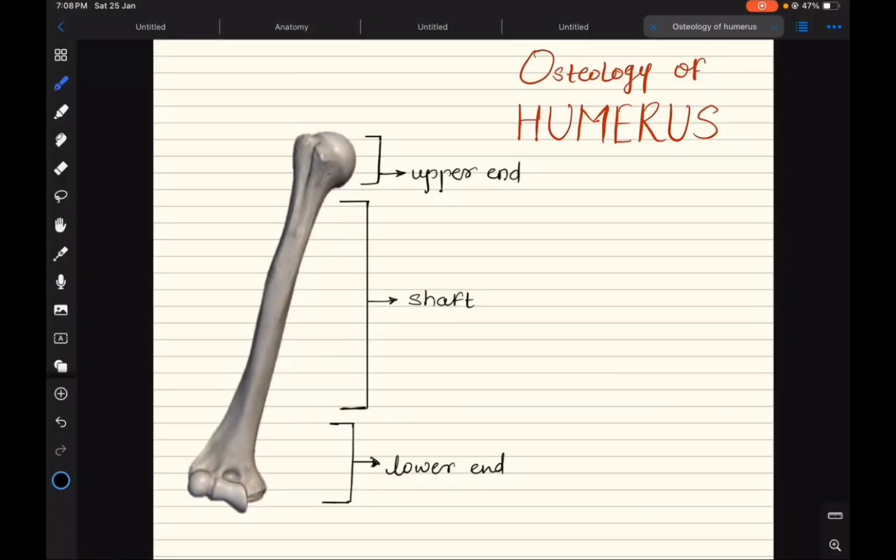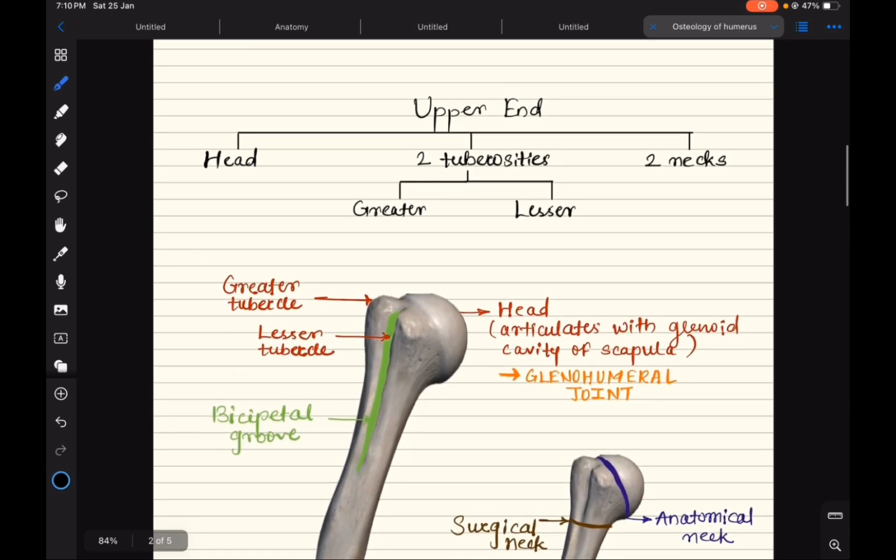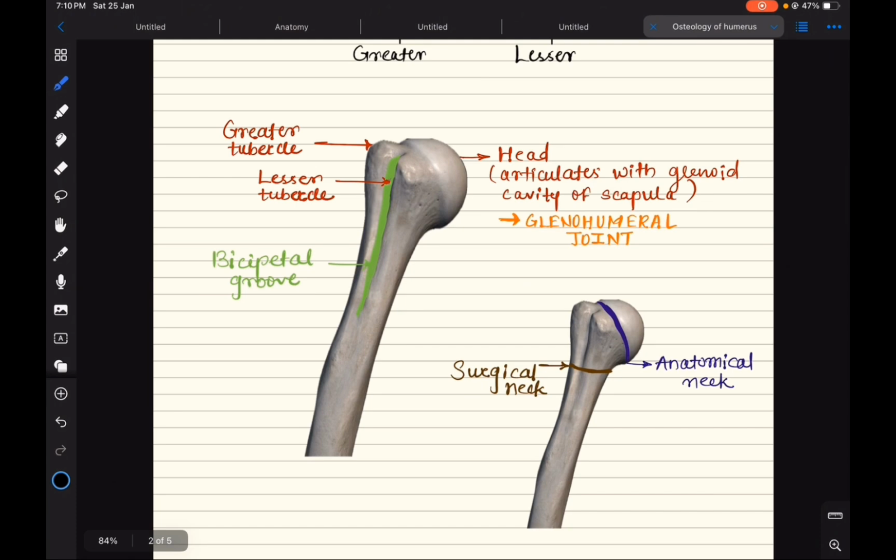So now let's start with the parts of the humerus. The humerus is divided into three parts: the upper end, the shaft, and the lower end. Starting with the upper end. The upper end is divided into the head, two tuberosities, that are the greater tubercle and the lesser tubercle, and two necks. So to start with, the head.